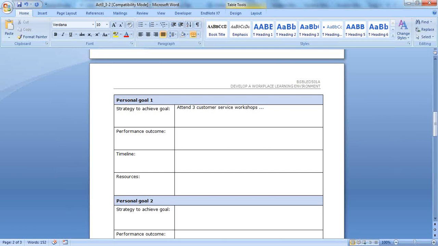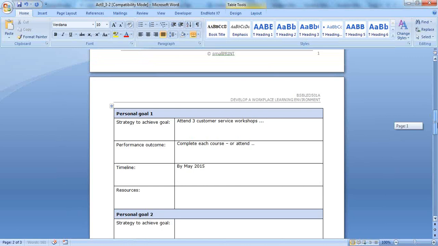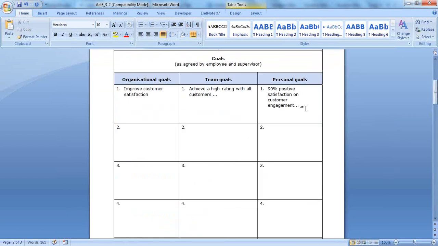So the strategy here and timeline: by May 2015, whatever it might be, you're going to be attending 3 customer service workshops. Performance outcomes, that you would have completed those courses. So complete each course or attend. Maybe all you have to do is attend because that's all that's required from you. And that's sort of what we want to see. We just want to see what your strategies are and how you're actually going to help that individual achieve their personal goal, which we want to see is linked to the organisational goals.